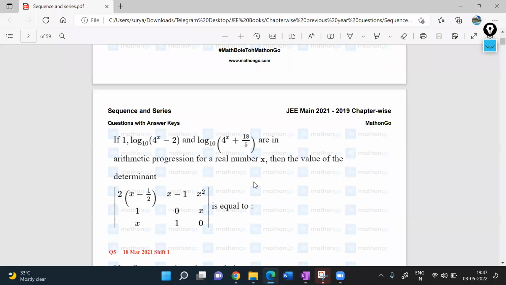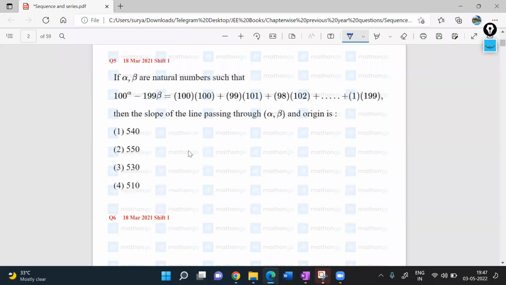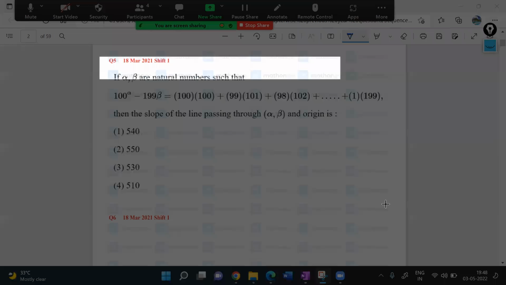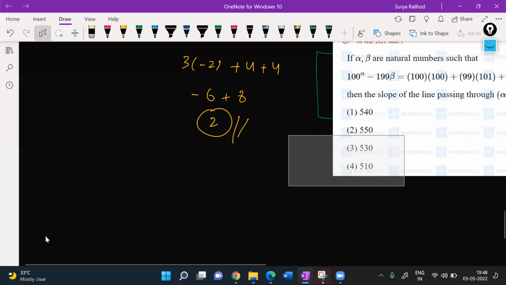Hope it is clear, guys. The answer is 2 here. How many of you got the 2? Now everyone solve this fifth question. Let me take a snap of this, snip it and paste it here. This is also a 2021 question.